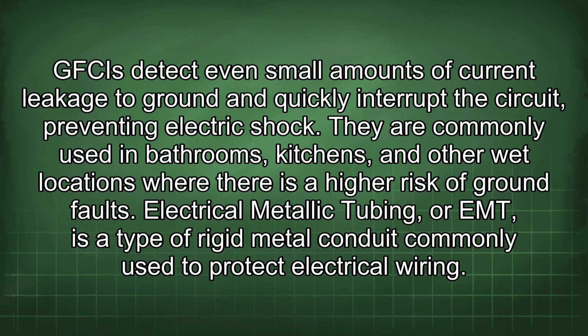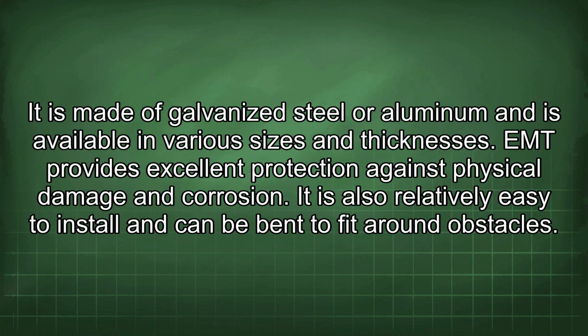Electrical metallic tubing, or EMT, is a type of rigid metal conduit commonly used to protect electrical wiring. It is made of galvanized steel or aluminum and is available in various sizes and thicknesses. EMT provides excellent protection against physical damage and corrosion. It is also relatively easy to install and can be bent to fit around obstacles.